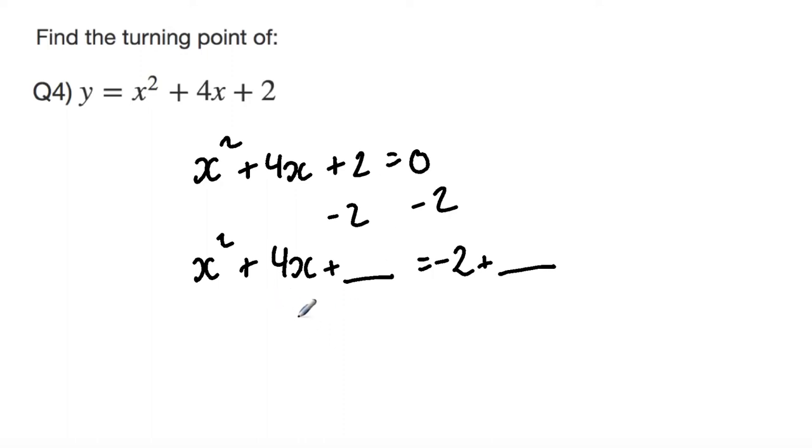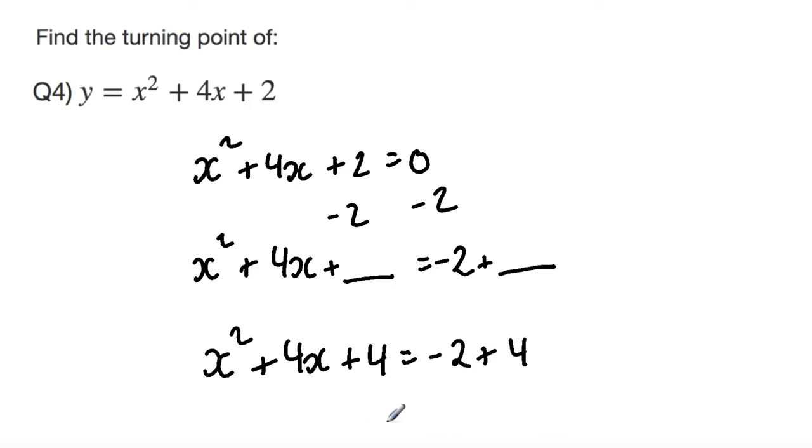4 divided by 2 is 2. 2 squared is 4. Therefore, the underlying number is 4. So I'm going to rewrite it over here. x squared plus 4x plus 4 equals minus 2 plus 4. Going to simplify it further. So x squared plus 4x plus 4 equals 2.